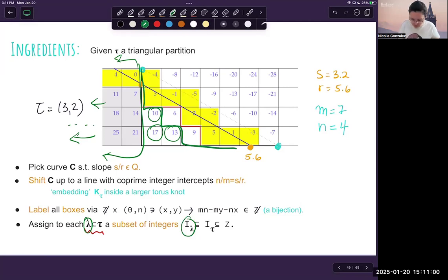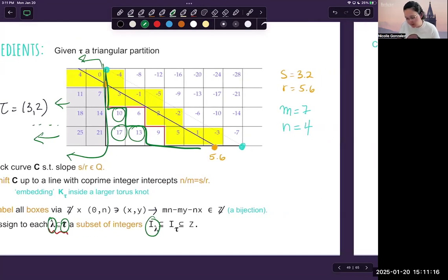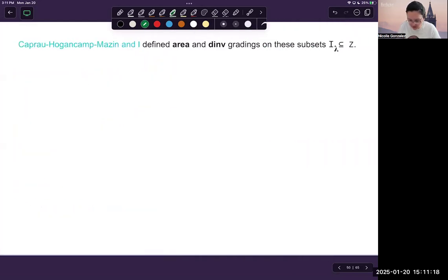And you can do this for, there's a finite number of subpaths that live inside tau, inside my original partition 3, 2. And so you end up with a finite number of infinite subsets of integers indexed by these subpaths. Good. So why do I care about this? And how does our research fit into this?